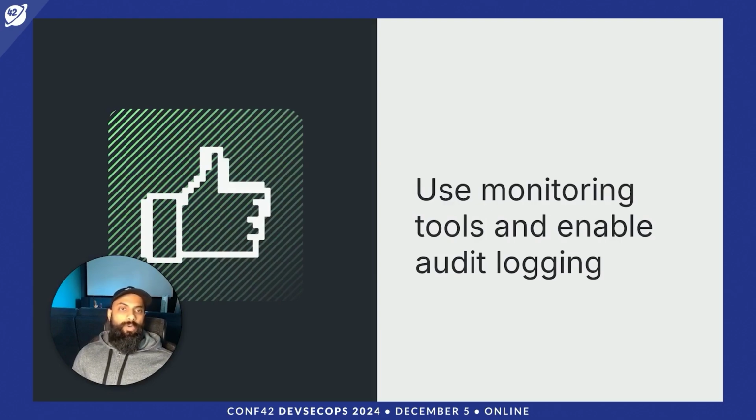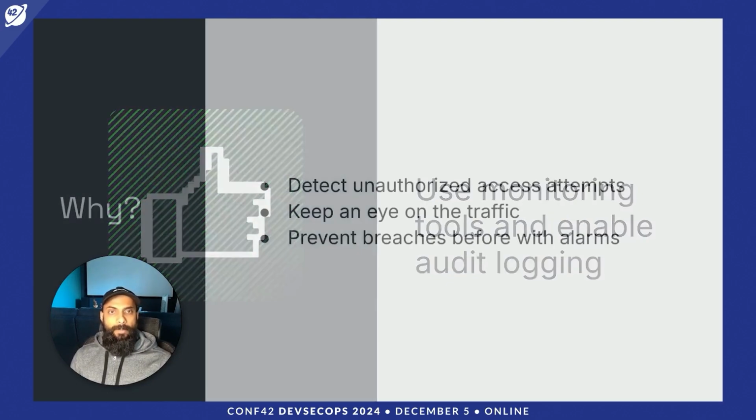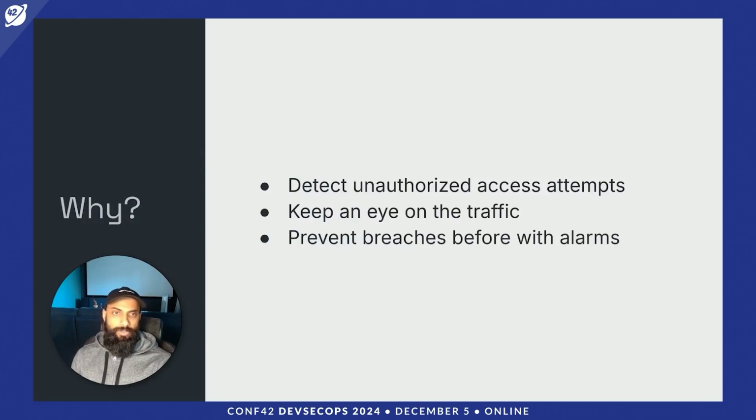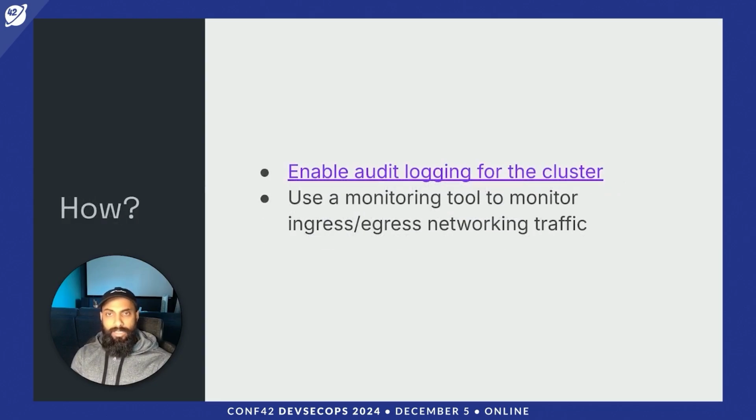Next on our list would be to use monitoring tools and to enable audit logging. It is extremely important to monitor and audit our clusters. This way, we may be able to catch a break-in attempt before it happens. It can help you to keep an eye on the traffic and detect unauthorized access attempts. So enable audit logging for the cluster and use monitoring tools to keep an eye on the network traffic to and from within the cluster, the egress and ingress traffic. Monitoring can be done using open source tools like Prometheus, Grafana, or proprietary tools. So enable alerts for suspicious activities, alerts for unknown access attempts from unknown IPs, and so on. So have alerts for all these general suspicious and irregular activities.